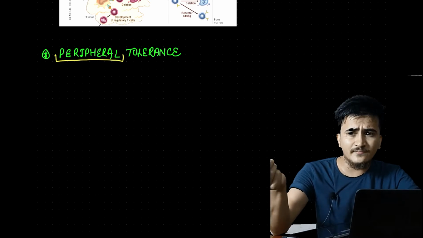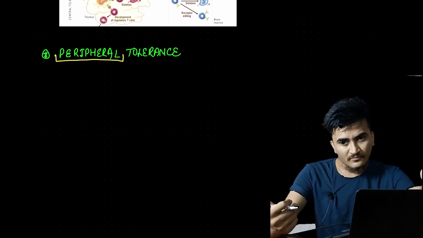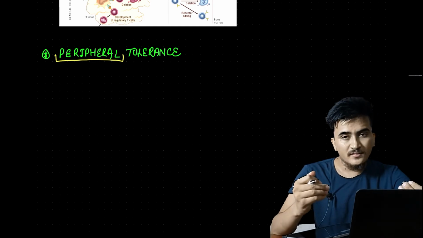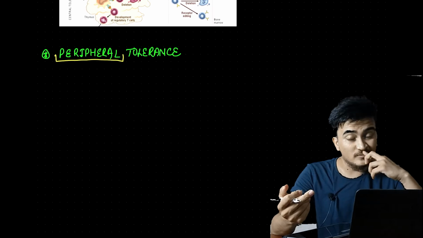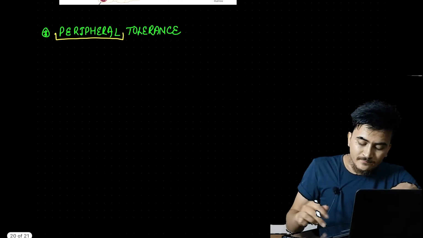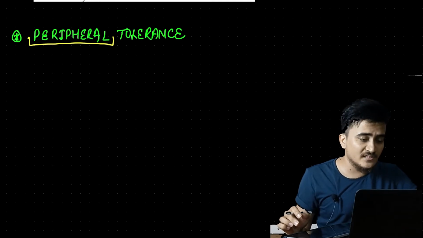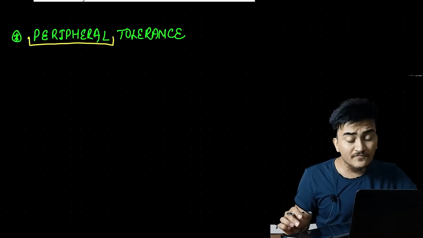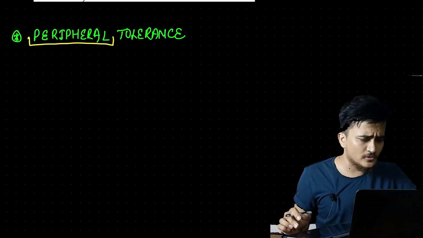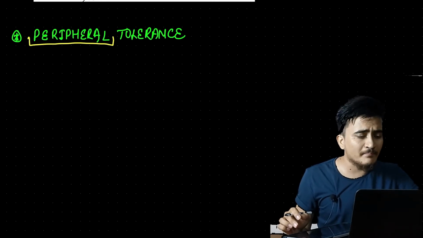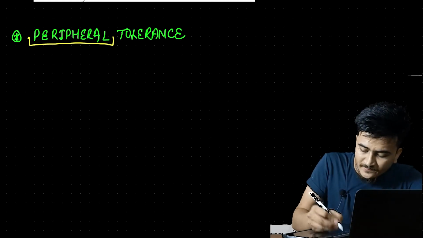At that time, we need to maintain the peripheral tolerance to keep our body organelles or body cells functioning well. What is this peripheral tolerance? It is the mistake of central tolerance: self-reacting T cells and B cells enter into systemic or peripheral circulation. Now how can we manage this peripheral tolerance? We can manage it by the following things.